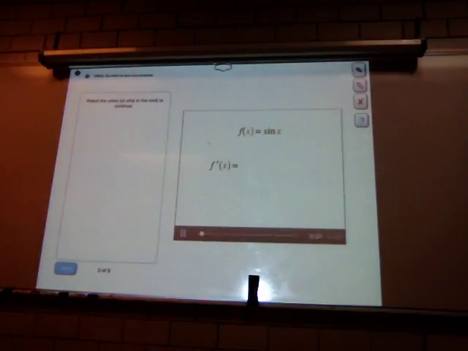Great. Let's see how you got that. The definition of the derivative for a function f is f of x plus h minus f of x divided by h in the limit as h goes to 0. Here, the function f of x is the sine of x. So in the numerator here, f of x plus h is sine of x plus h, and f of x is sine x.